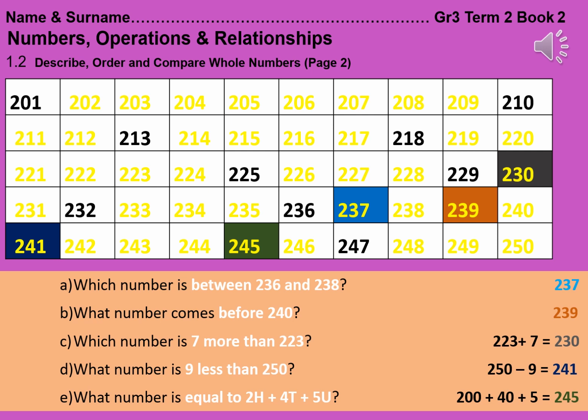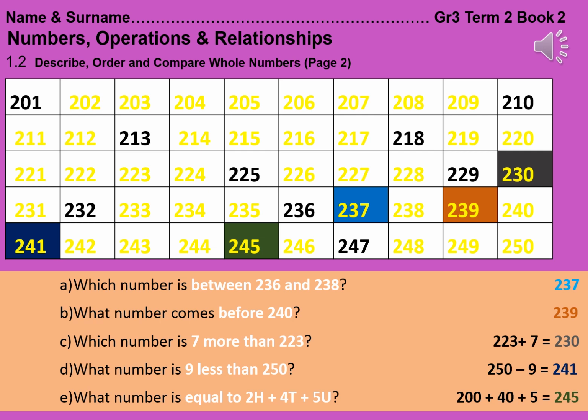Okay, number C. Which number? Keywords, 7 more than 223. So 7 more makes us think we've got to add. 223, put your finger on that number, make 7 bunny hops, and you land on 230, which I've marked in grey.